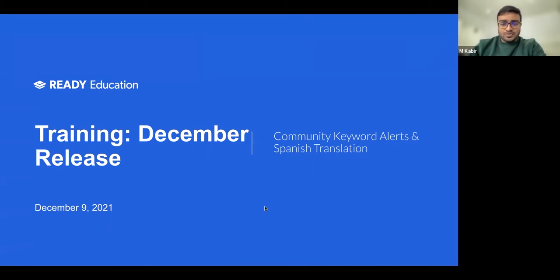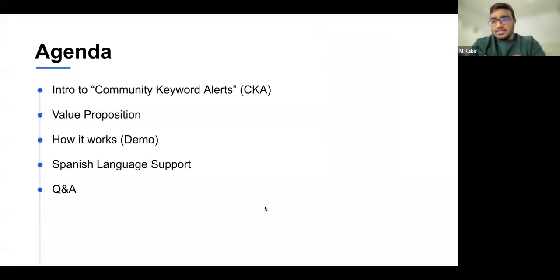Let's quickly move to the agenda. So today, as I said, we are releasing two new features, the main one being community keyword alerts. I'll do a brief intro to the feature itself, and then we'll talk about some of the use cases, not really use cases, but the value propositions that this feature provides you with. And then we'll move to the demo, how we can actually use the feature. And at the end, we'll briefly talk about the Spanish language support as well. At the very end, we'll do a Q&A session.